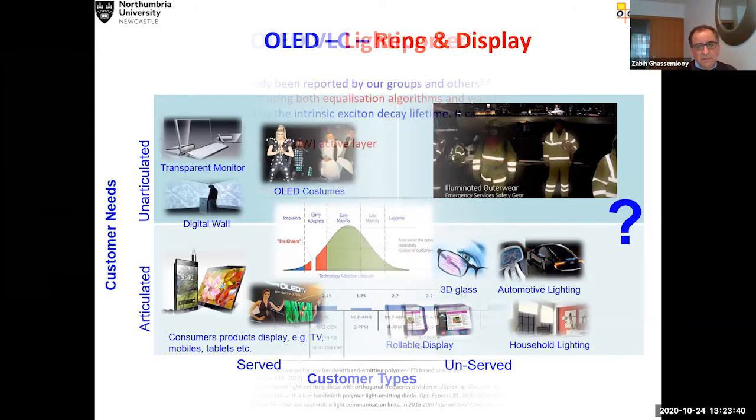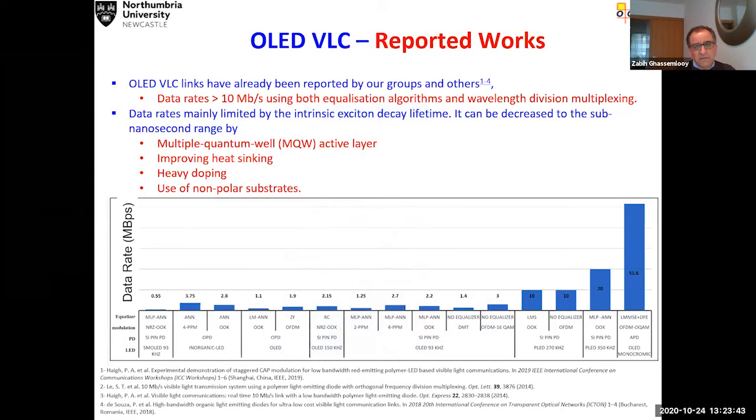And this is a look at the data rate and various technologies in terms of modulation schemes, equalizations, pre-equalization, post-equalization. It shows how many papers have been published in this area in the last few years. We were one of the first groups globally to demonstrate up to 10 megabits per second of OLED-based visible light communication using wavelength division multiplexing and some equalization and so on.